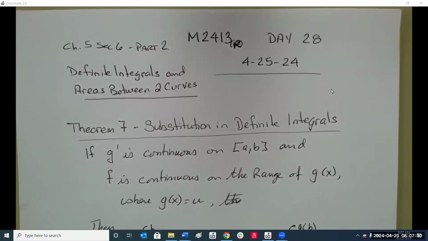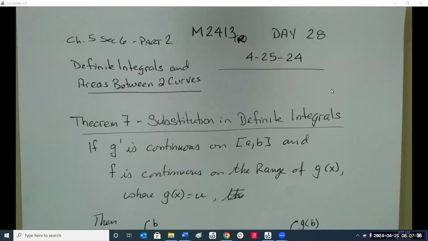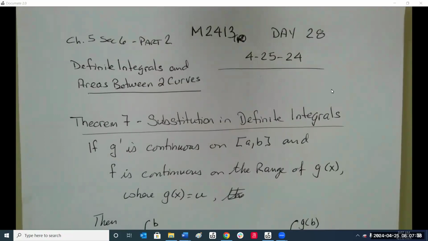Just do your best. All right, to begin with, chapter 5, section 6 deals with definite integrals. Section 5 dealt with indefinite integrals. What's the difference between indefinite and definite integrals? Has a bound. And so what does it come up with? What are their final answers?